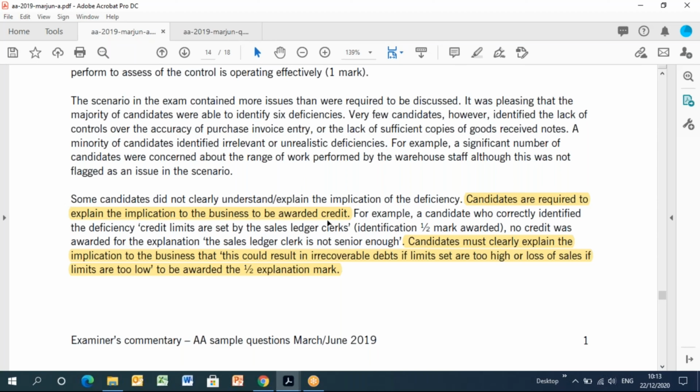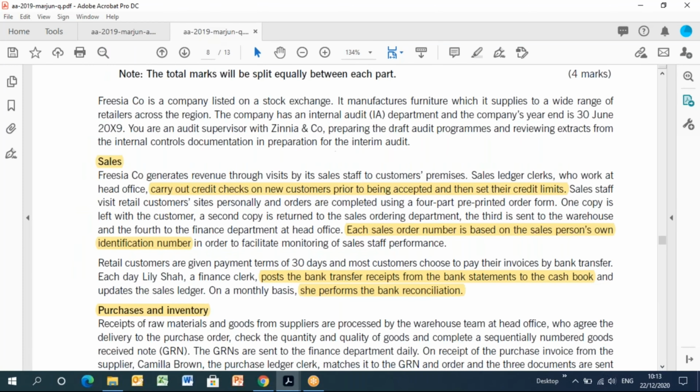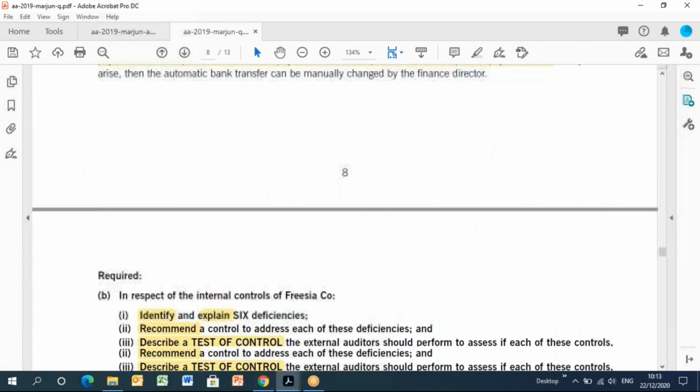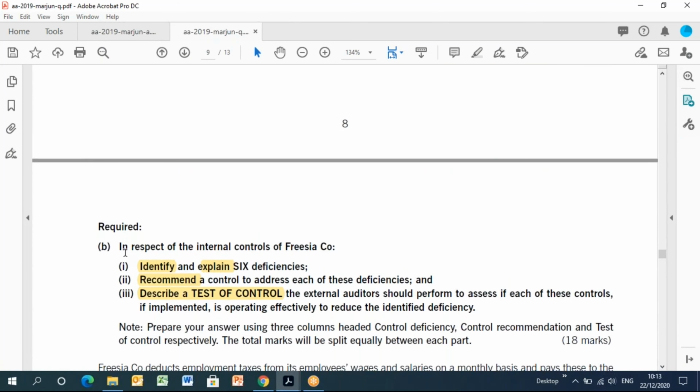So identify and explain. If you look here, the question says identify and explain. So you identified the weakness in the system, but in order to get another 0.5 for explanation, you have to give a full explanation why it is a deficiency. So just remember that.